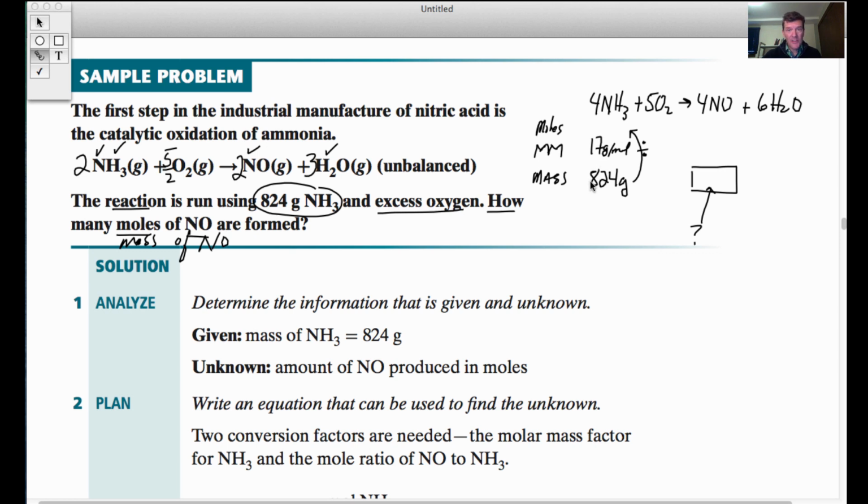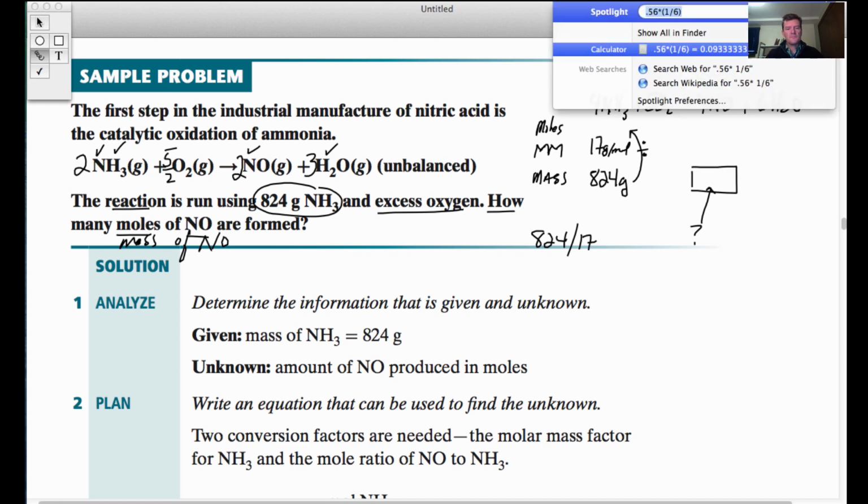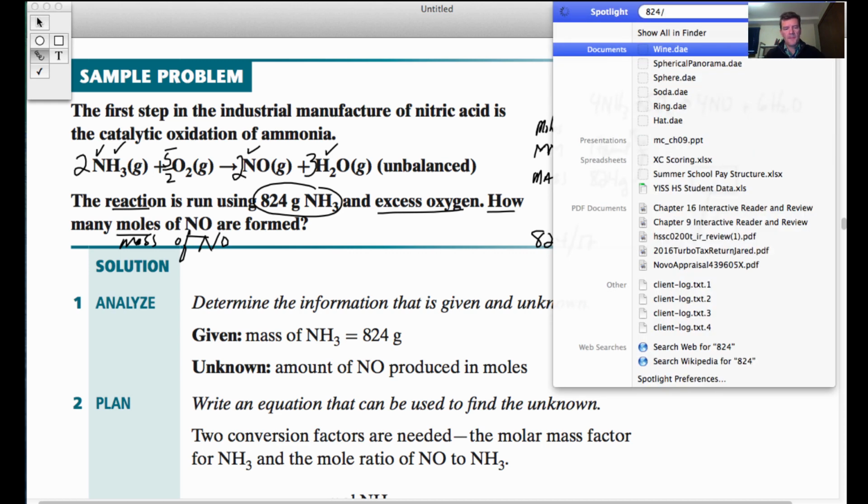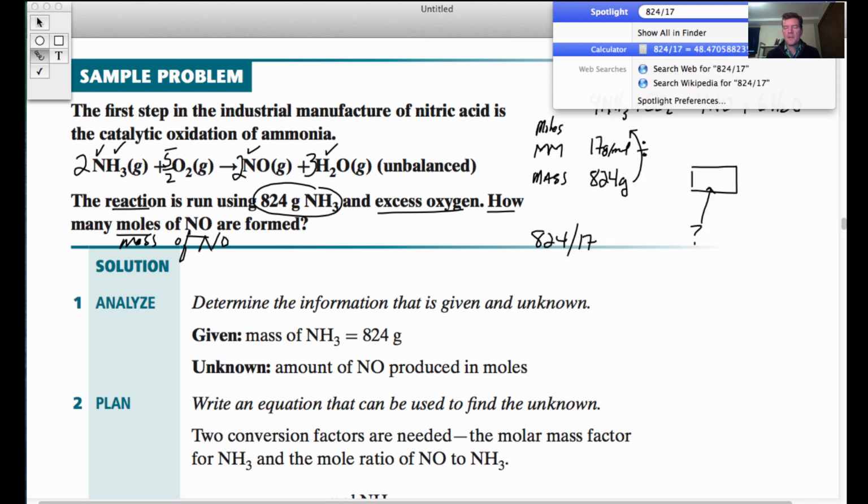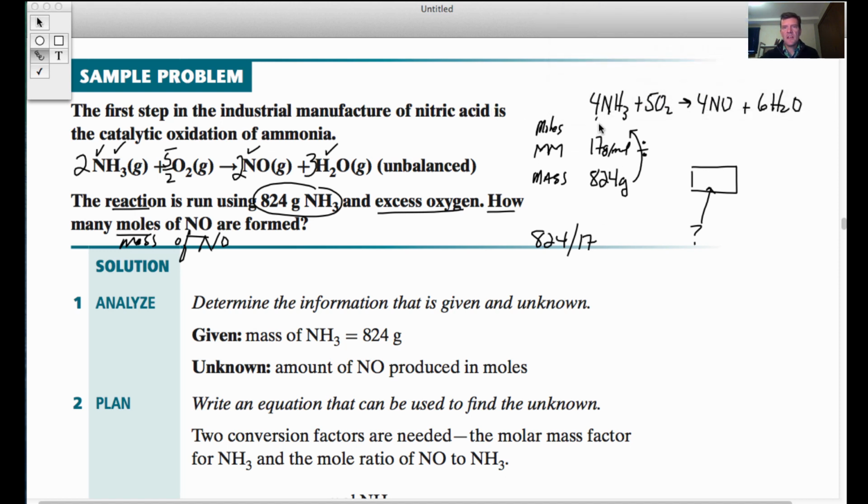I have a lot more than 17 grams. I've got 824. So obviously I have more than a mole. I take 824 and divide by 17. So 824 divided by 17, and that's going to give me the number of moles. 824 divided by 17, 48.5, let's say. So this is 48.5 moles of the ammonia, 48.5.